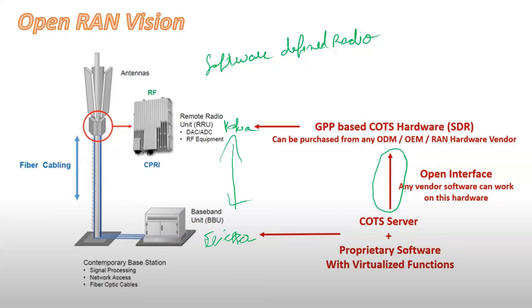As I said earlier, any vendor software can work on this hardware. So this is the beauty of Open RAN, that you don't have to be dependent only on Nokia, only on Ericsson, or on Huawei. If you think that RRU of Nokia is better than Ericsson, then you can use RRU of Nokia. If you think baseband of Ericsson is better than Nokia, then you can use baseband of Ericsson. So this way you can use COTS.